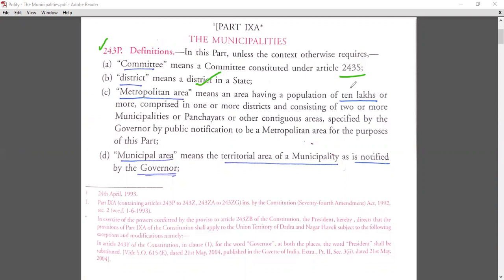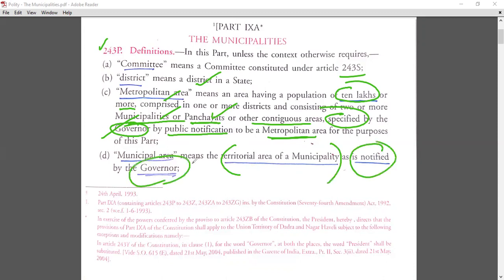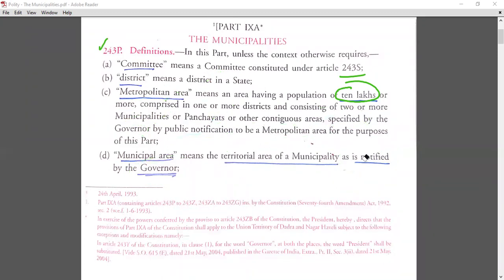Metropolitan area means an area having a population of 10 lakhs or more, comprised in one or more districts and consisting of two or more municipalities or panchayats or other contiguous areas specified by Governor by public notification to be a metropolitan area for the purpose of this part. So all these things cover a metropolitan area and it is specified by Governor. Fine. Next is municipal area. Municipal area means a territorial area of a municipality. It is notified by, again, Governor. Fine. So these are the definitions of the words which will be used in the further articles.